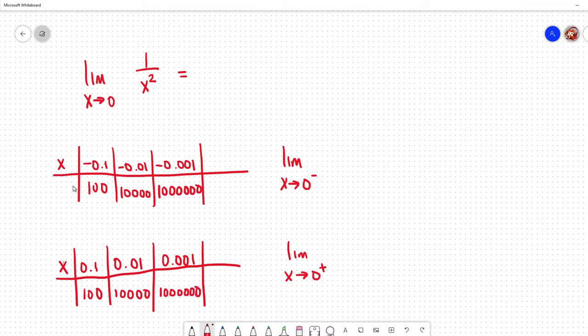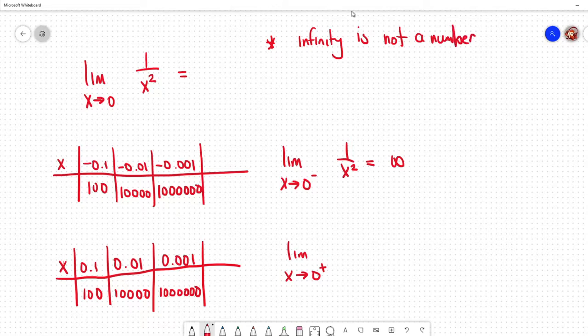So when I come from the left side of this function, this is increasing very, very fast. It does not seem to be approaching an actual number. It's just getting larger and larger. So I would say that if I'm coming from the left, it's approaching infinity. Now, infinity is not a number, okay? I'm going to put that up here. So infinity is not a number. Infinity is a concept.